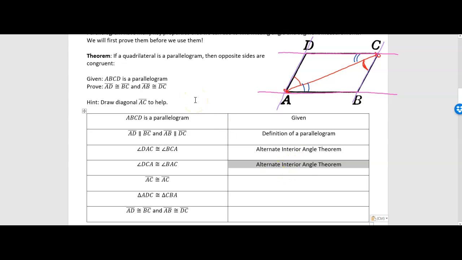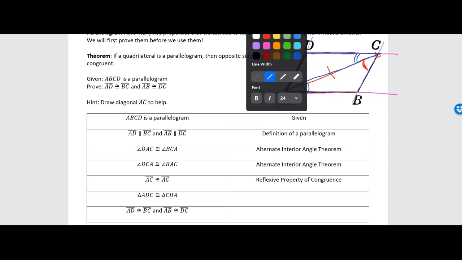We're then told that segment AC is congruent to segment AC. Well, anything is going to be congruent to itself through the reflexive property of congruence. And look at what we've just created. We have triangle ADC. I'll highlight that in blue. That's going to be congruent to triangle CBA in green. Let's do light green.